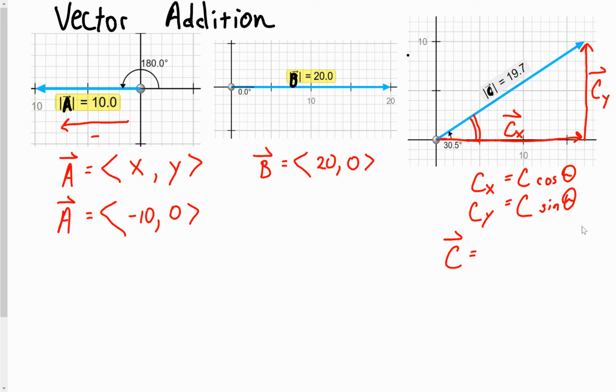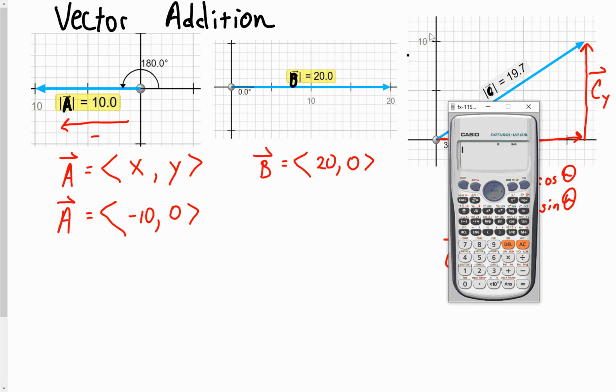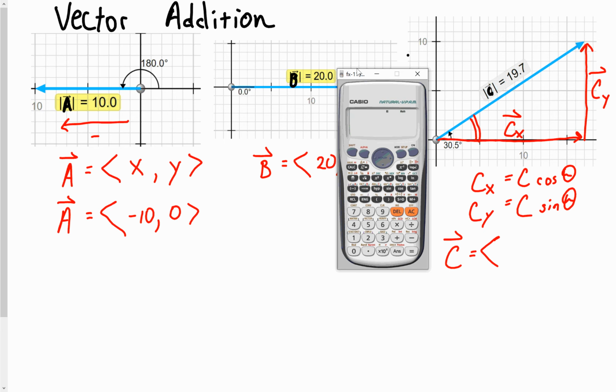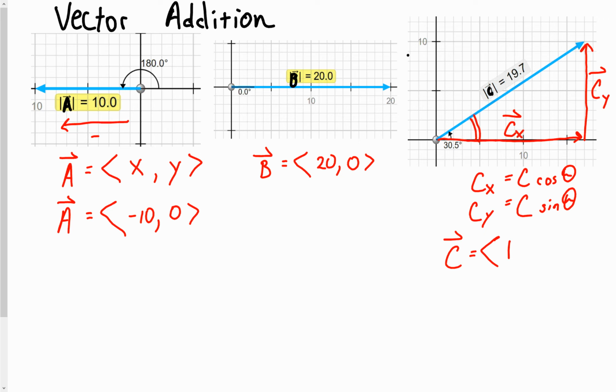So vector C would actually be equal to, well, guys, this is really quick. All we need to do is grab a calculator, and mine's just showing up really small for some reason on my screen. But let's see what we can do. 19.7 times cosine, and my angle, it says, is 30.5. So that is 16.9. So basically, let's say 17. So it looks like my vector is 17 in the x direction.